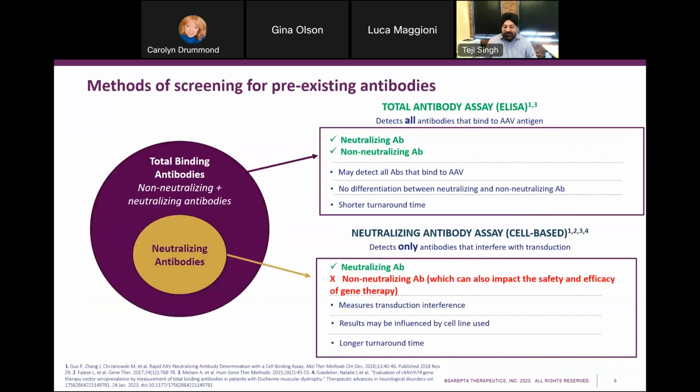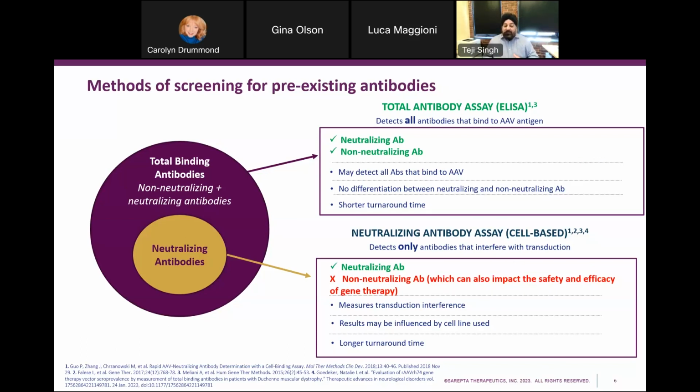Like I was mentioning, the screening is done for pre-existing antibodies. There are two types of screening. There's the total antibody assay, which detects all total binding antibodies. So these include neutralizing and non-neutralizing. They detect any antibody that binds to the AAV vector. It doesn't differentiate between the two types. Because of the way this test is done, which I'll explain shortly, the turnaround times for results are a lot shorter. Neutralizing antibodies look for transduction interference.